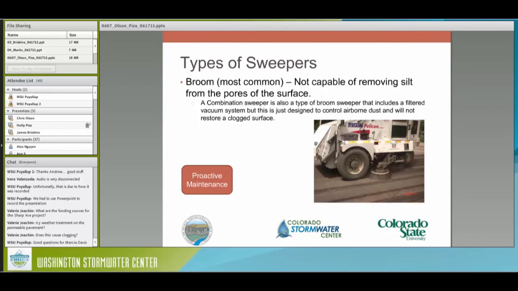I think it's good for kind of proactive maintenance, including run-on areas, to eliminate some of that sediment from the area that runs onto the permeable pavement, but it's not gonna do the job when it comes to periodic maintenance.